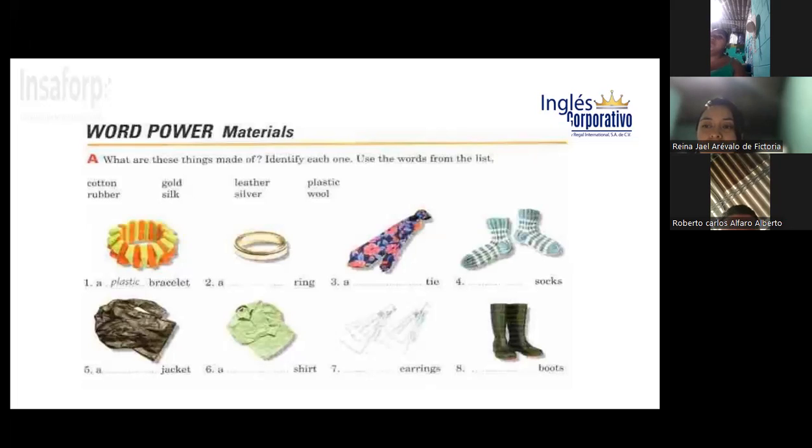Because you see this vocabulary, I will give you a couple of minutes to try to write the word in the appropriate object or material. I will give you a couple of minutes to do it, and then we will socialize this information together. You can do it.